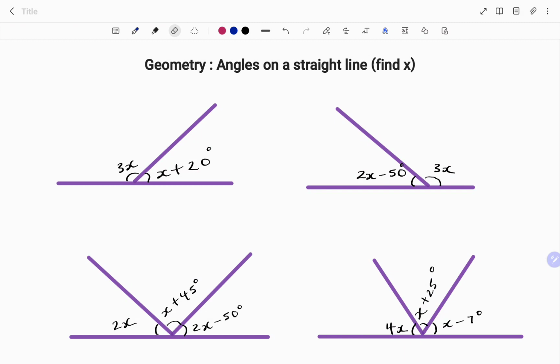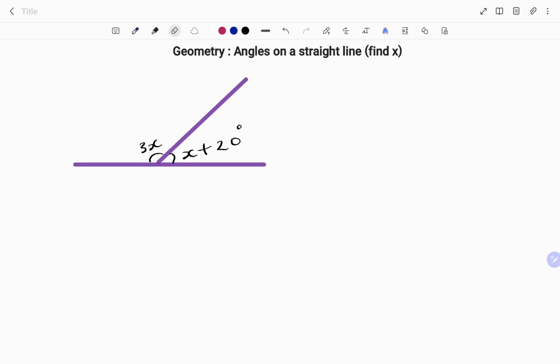Today, I'm going to show you how to find the value of x and the size of each angle as shown in the following examples. In the first example, I have a straight line with angles 3x and x plus 20.